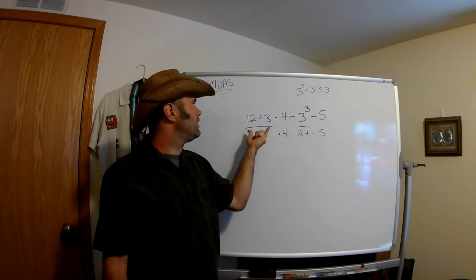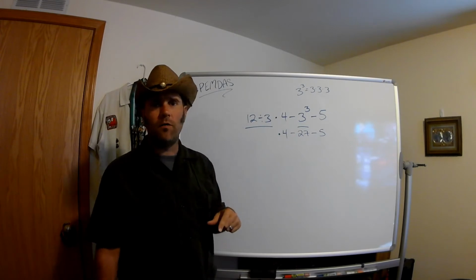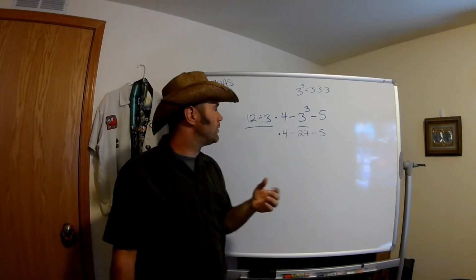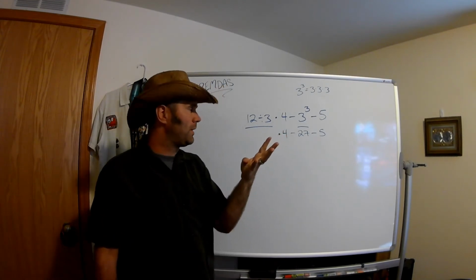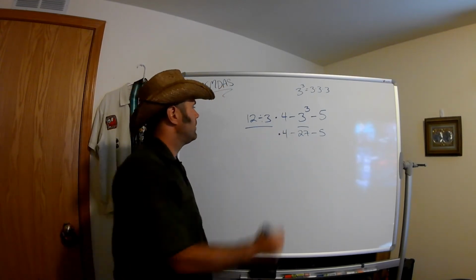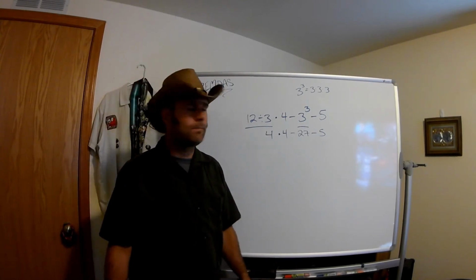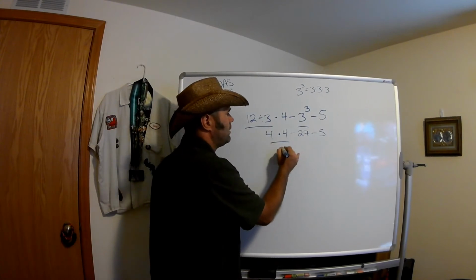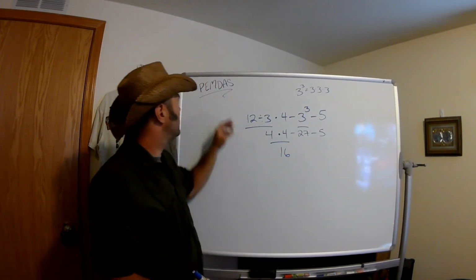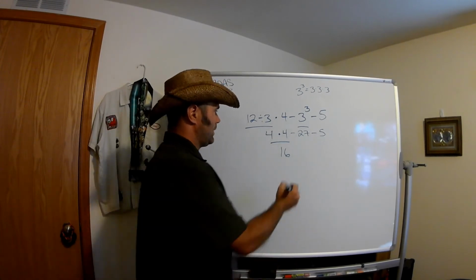But I do need to divide 12 by 3. So how many times does 3 go into 12? You can count how many times 3 goes into 12. If you're not sure, 3, 6, 9, 12. Just count by 3s until you get to 12, and there's 4 of them. So 12 divided by 3 is 4. 4 times 4 is 16. And we want to do that next because that's multiplication. We want to do that before we start subtracting things.